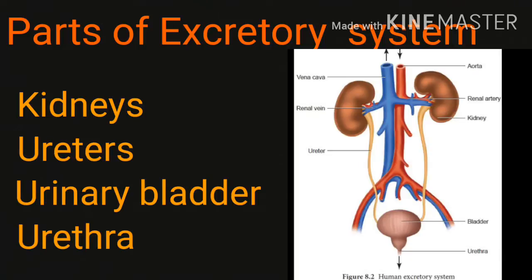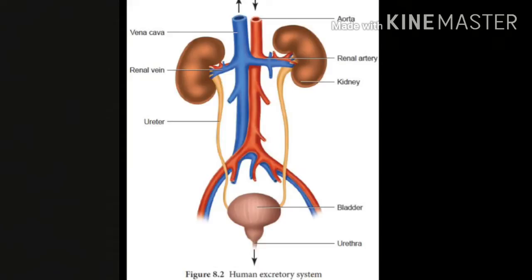Parts of the excretory system. What are the parts included in the excretory system? The parts are a pair of kidneys, a pair of ureters, urinary bladder, urethra. Children, we all know kidneys are the major excretory organ, isn't it? Other than kidneys, what other excretory organs are present in our body?